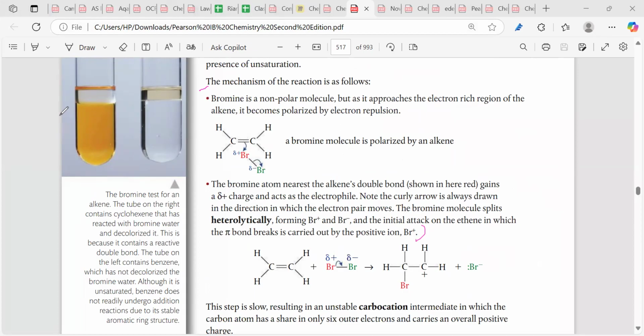Bromine is a non-polar molecule, but as it approaches the electron-rich region of the alkene, it becomes polarized by electron repulsion. A bromine molecule is polarized by an alkene. The bromine atom nearest the alkene's double bond, shown here in red, gains a positive charge, a delta positive charge, and acts as the electrophile. Note the curly arrow is always drawn in the direction in which the electron pair moves. The bromine molecule splits heterolytically, forming Br plus and Br minus, and the initial attack on the ethene, in which the pi bond breaks, is carried out by the positive ion.